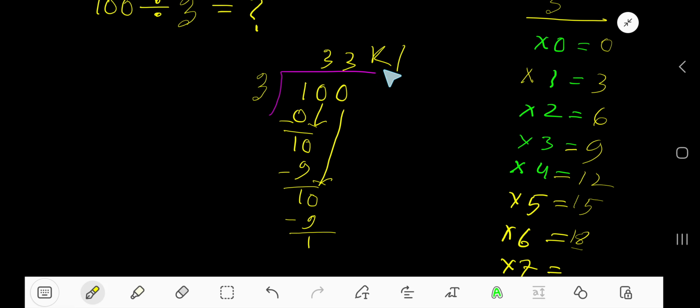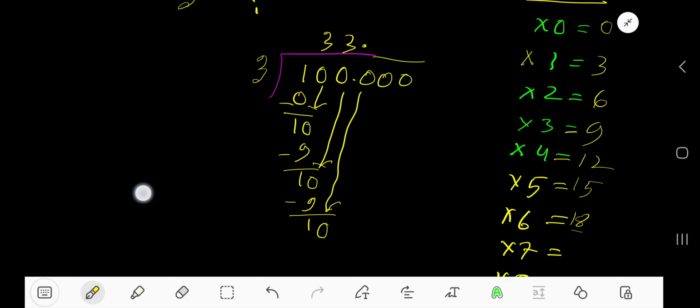But if you want to write your answer in decimal form, then convert this whole number into a decimal number. Just take a decimal and add any number of zeros. Bring down the first 0, where we are getting again 10. But before this 0 there is a decimal. The decimal must come to the quotient directly.